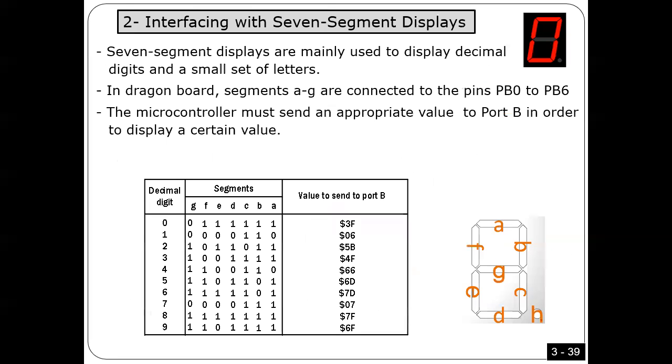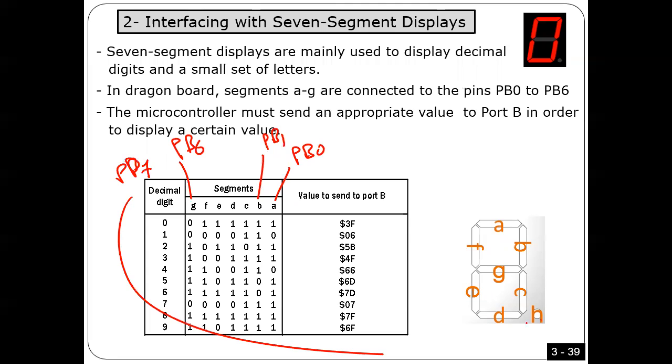So where is this code? It's here. Look here, guys. This one is connected to PB0, PB1, all the way until PB7, so they are 8. PB7, the last one, is connected to this dot. That's why all of them are 8, okay?